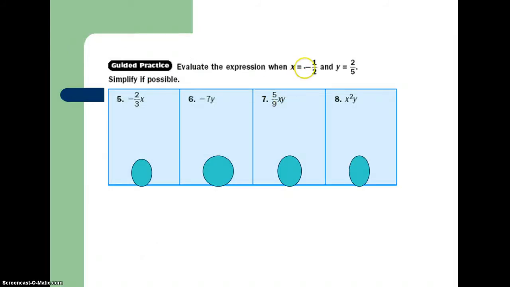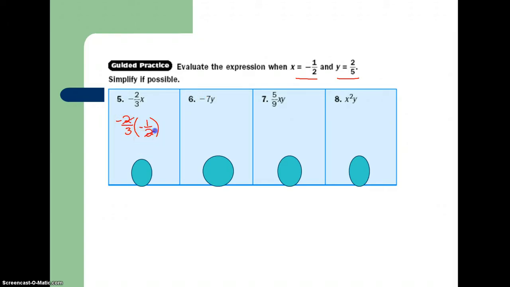Remember when you're doing 5 through 8 to replace the variable with the number that they have up in the directions. And remember, when you have a number next to a variable, that means multiplication. Go ahead and pause the video, try 5 through 8, and then unpause to check your work.